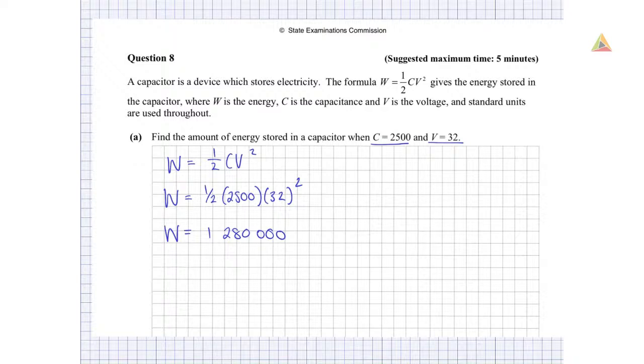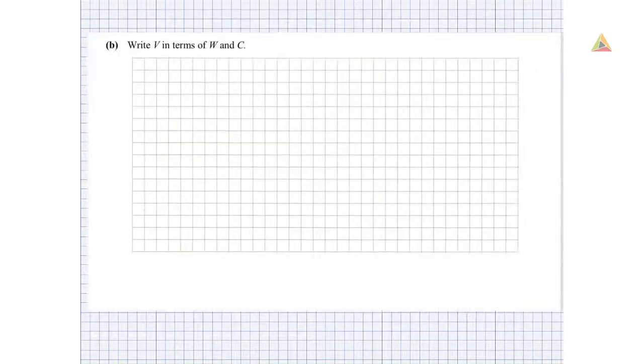And that's the answer for that one. So part B of this question is going to be done on the next slide. So now it says to write V in terms of W and C. So the formula that we have is W is equal to a half CV squared. So we need to isolate V on its own.